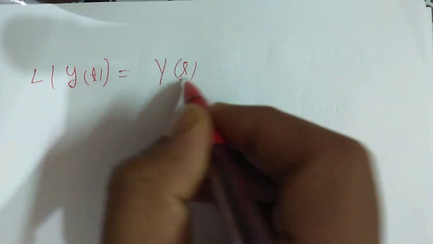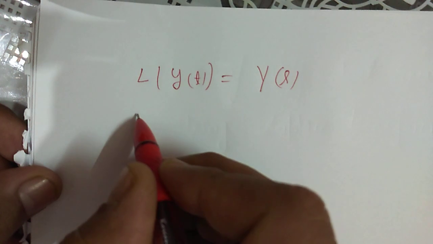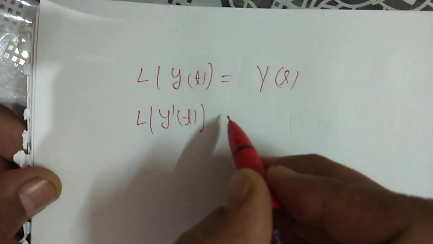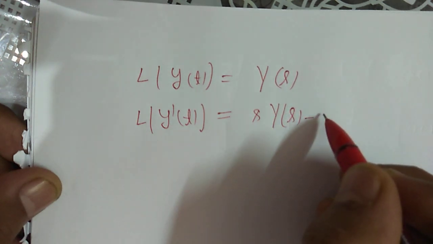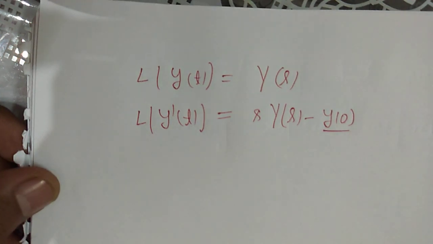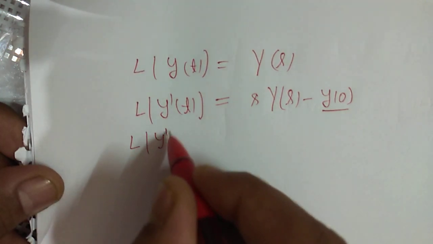Let us see first what the Laplace of a derivative is. Let Laplace of y(t) equal capital Y(s). Then Laplace of y'(t), where y'(t) means dy/dt, equals sY(s) minus y(0). Here y(0) is the initial condition in the given differential equation.